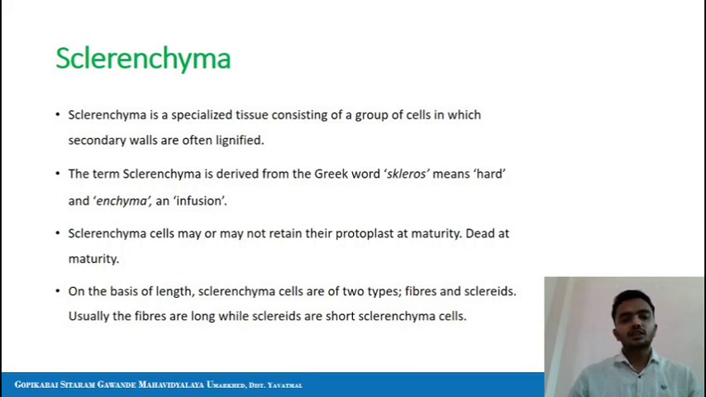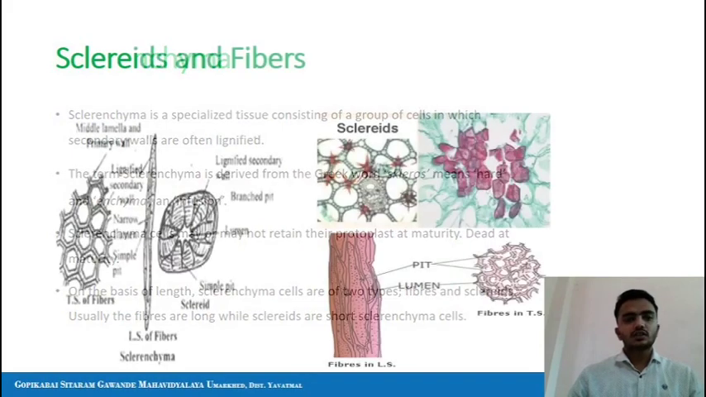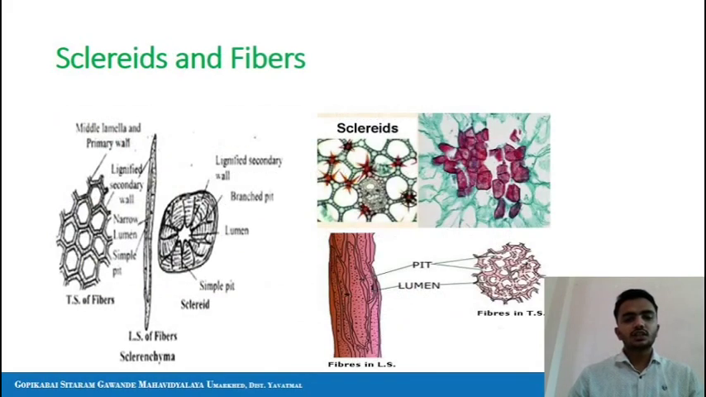Then on the basis of length, sclerenchyma are of two types. The first one is the fibers and the other is the sclerites. Usually the fibers are long while sclerites are short sclerenchyma cells, which we will see in detail. Firstly, here is a sclerite. They have simple pits, meaning they have pores at their walls.